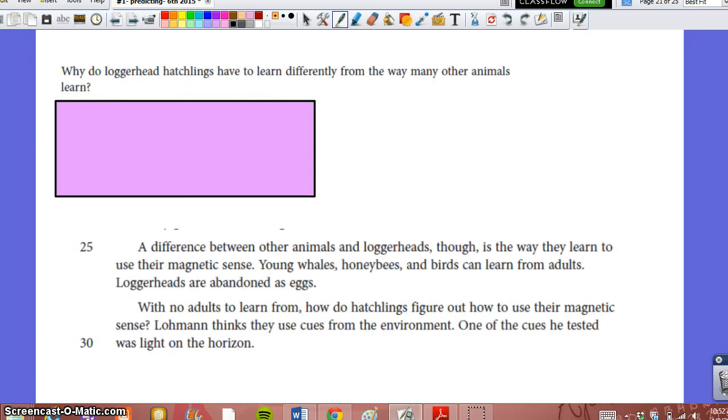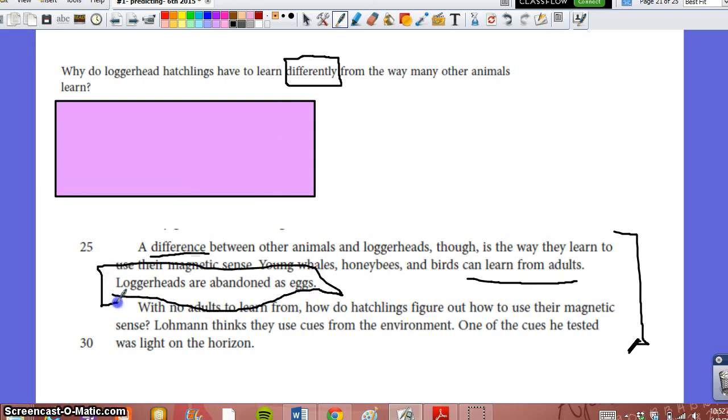Okay, question 3. Why do loggerhead hatchlings have to learn differently from the way many other animals learn? If I go back into the passage, I'm going to go to lines 25 through 30. I found this section is the one I want to focus on because I took the keyword differently, and I noticed that this paragraph started with a difference. So I thought this might be the place where I can find the answer. A difference between other animals and loggerheads, though, is the way they learn to use their magnetic sense. Young whales, honeybees, and birds can learn from adults. Loggerheads are abandoned as eggs. So that's the difference.